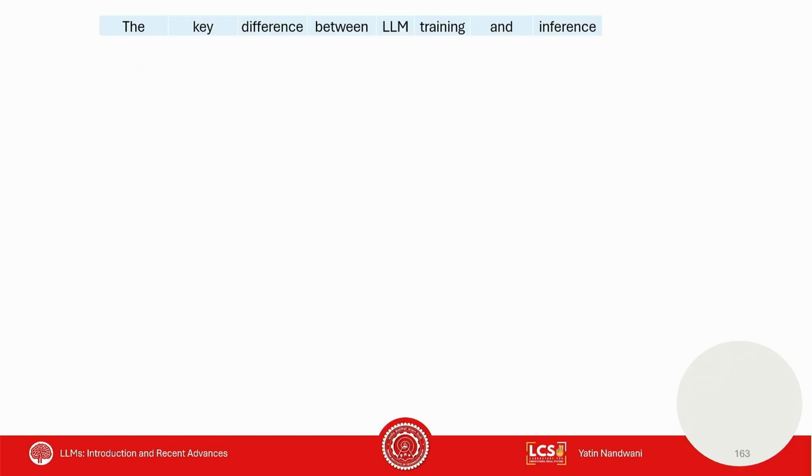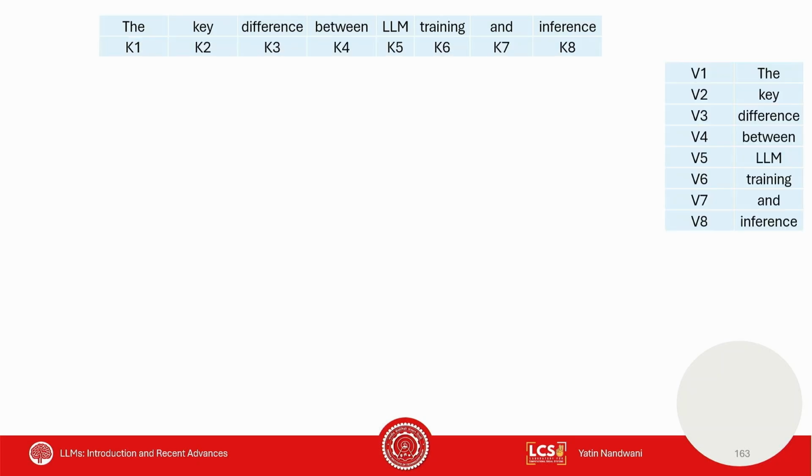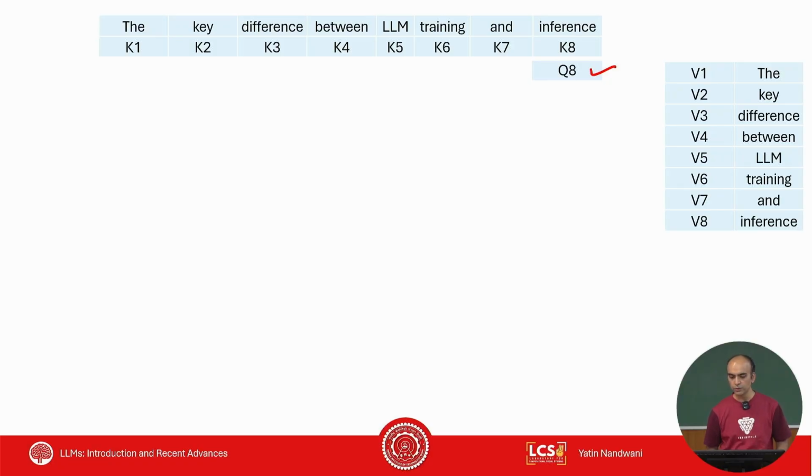So let's look at it with an example. Let's say the input is: the key difference between LLM training and inference. This is the input, and I want to compute the self-attention, right? So I have the keys for all and the values for all. So these are the values of each token. These are the keys, and let us say I'm computing it for the query Q8, right? Blue color I'm using to represent the HBM memory, which is 80 GB, right?